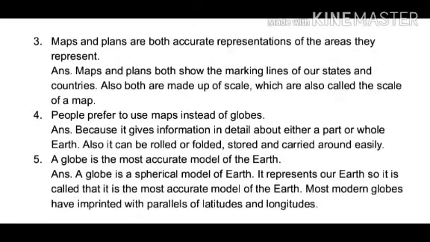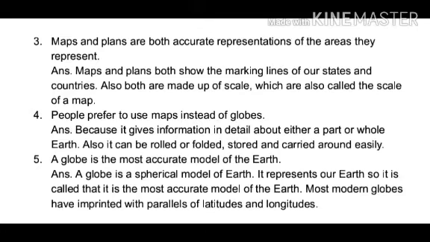Third, maps and plans are both accurate representations of the area they represent. Answer: maps and plans both show the marking lines of our states and countries. Also, both are made up of scale, which is also called the scale of a map.